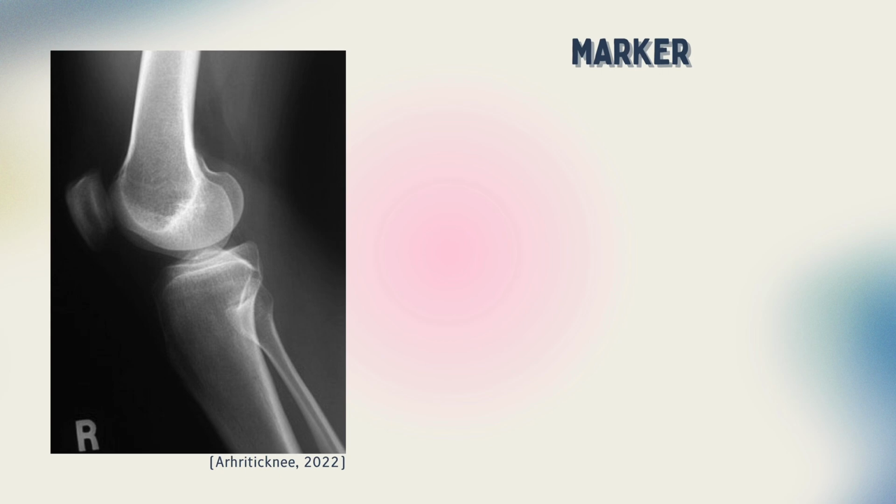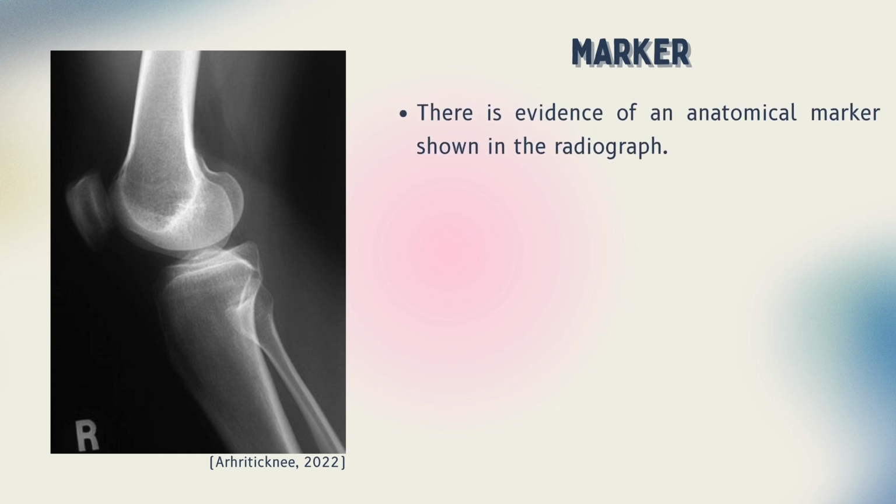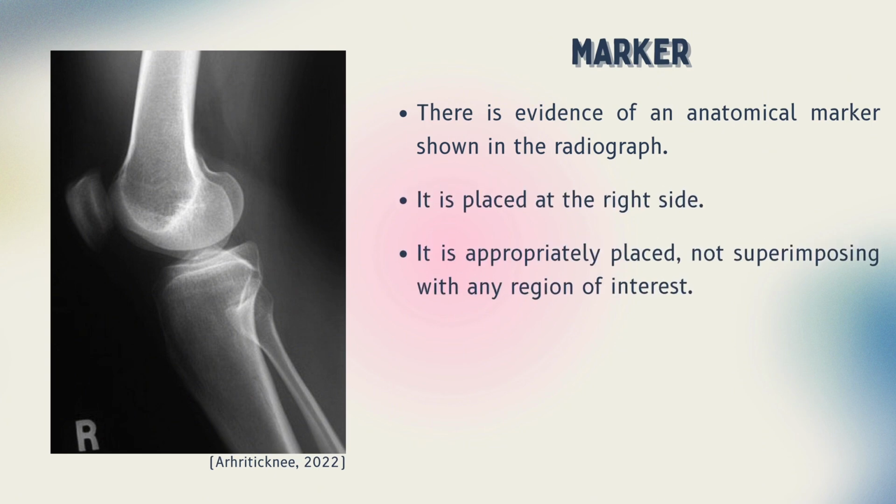Now, let us evaluate the usage of marker in this radiograph. Based on this radiograph, there is evidence of an anatomical marker, which is shown in the radiograph. The marker is placed at the right side of the radiograph. And it is placed appropriately, and, most importantly, the marker is not superimposing with any region of interest.